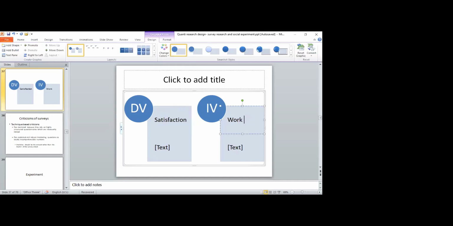Work values. It's a social psychological variable, right? You just put social psychological variables. Here you have, what do we have here? Structural. Right, structural background variables.